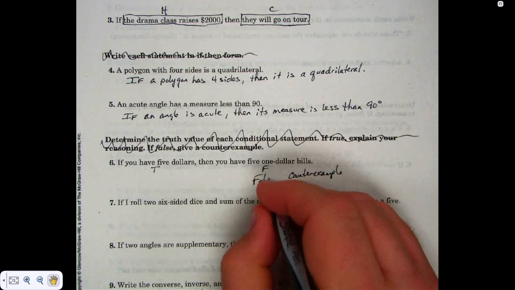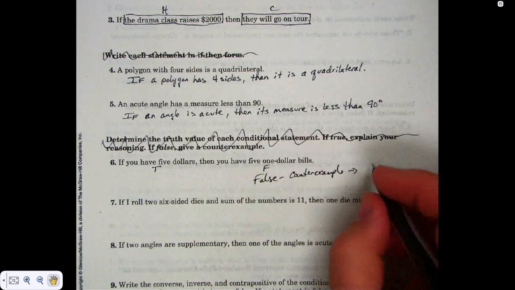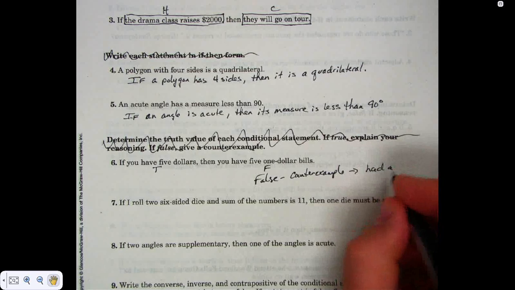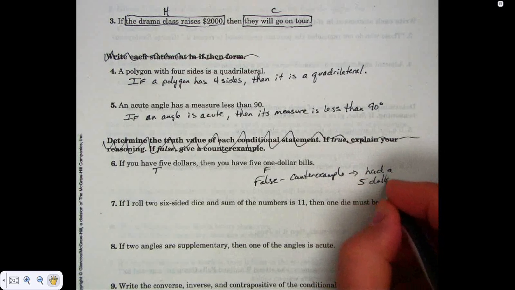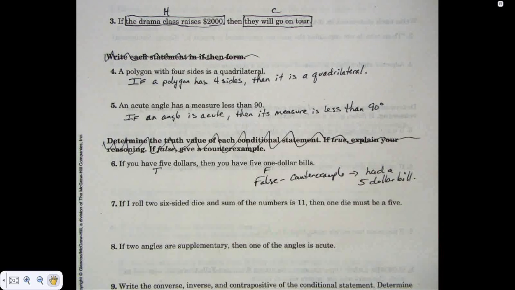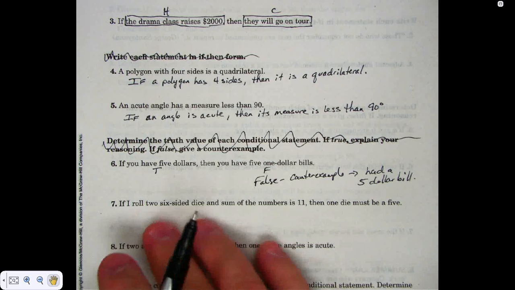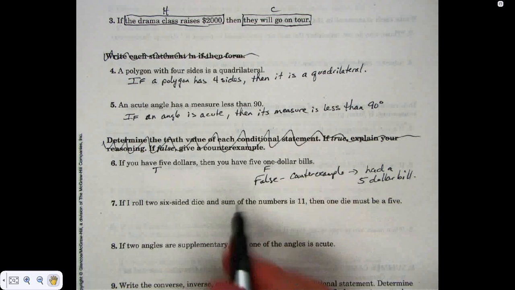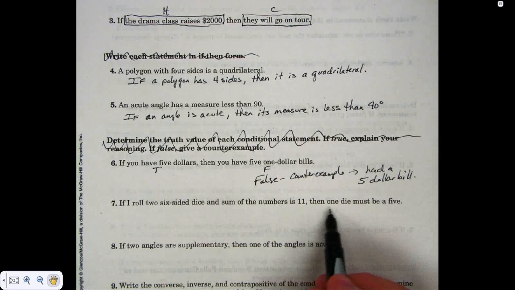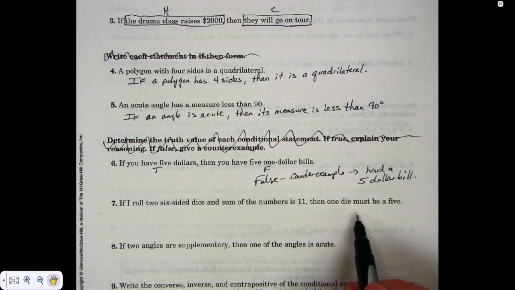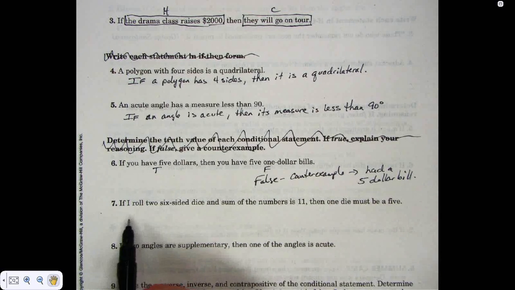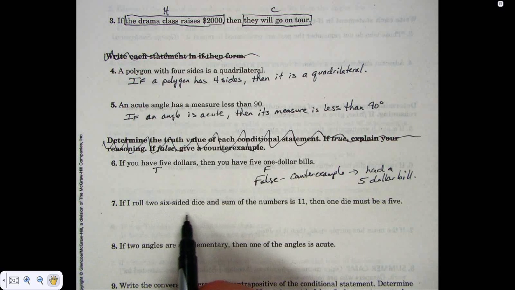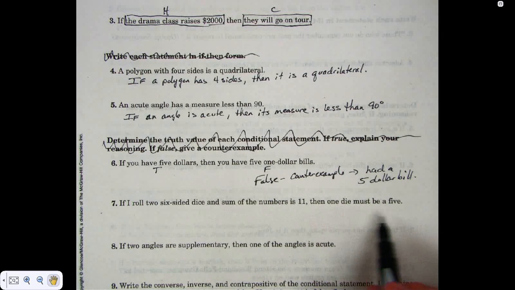So you're going to say false. Your counterexample is what? Had a $5 bill? Or $5 in quarters? It doesn't matter. But all you need is what? How many counterexamples? One. So remember, when we're talking about true-false statements with a conditional statement, the only time they're ever false is when the first part's true, and you can find an example when the second part is what? False.